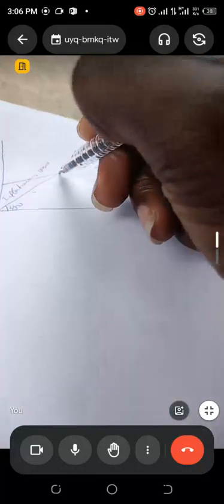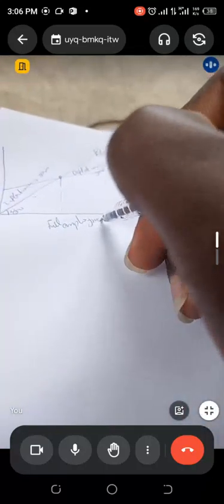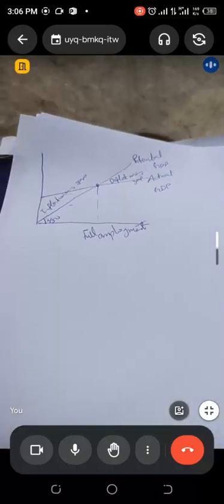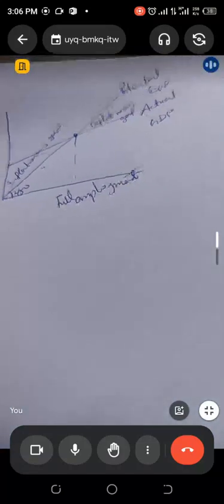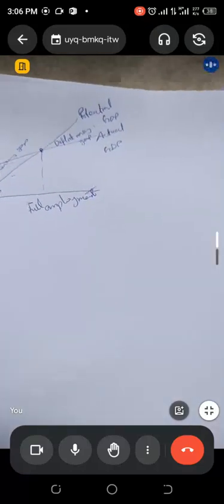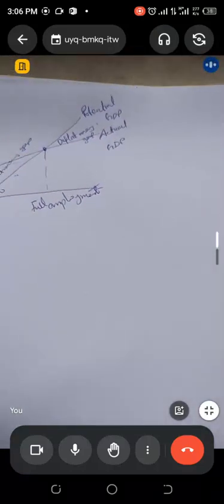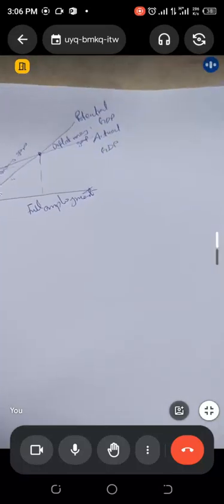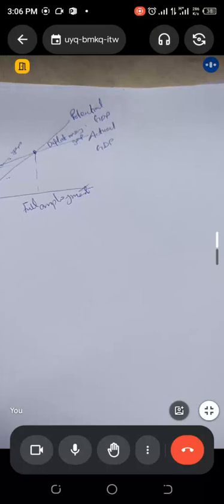So equilibrium is what is called full employment. The position where the two meet, where the actual GDP is equal to the potential GDP, is called the full employment position. So the economy is at full employment there. All your resources, your labor, your human resources, your capital resources, everything, are employed in the right amount. So you are using them, the potential is maximized.